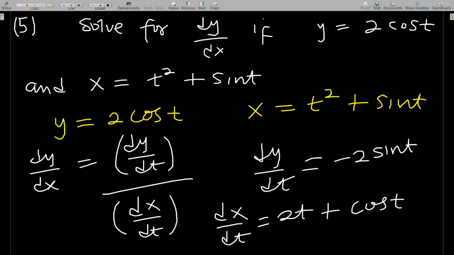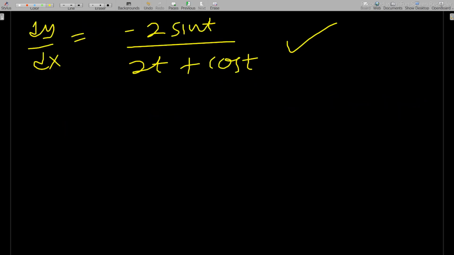I hope that was it. Minus 2 sin t, yes. So that is it for dy/dx. I hope this is very simple. This is very, very simple.